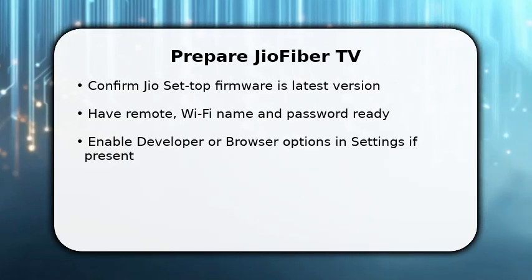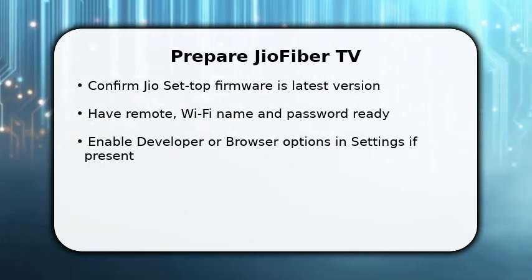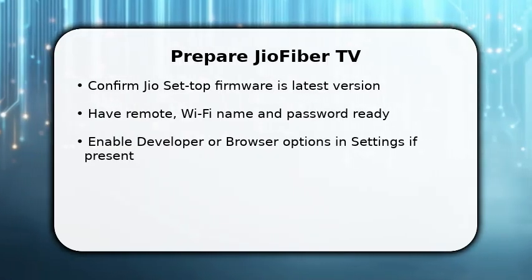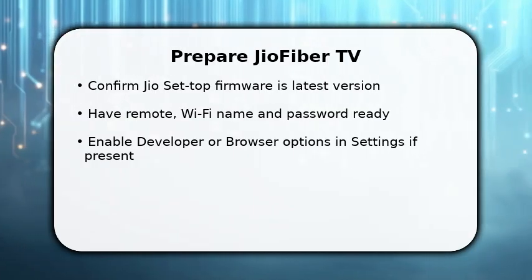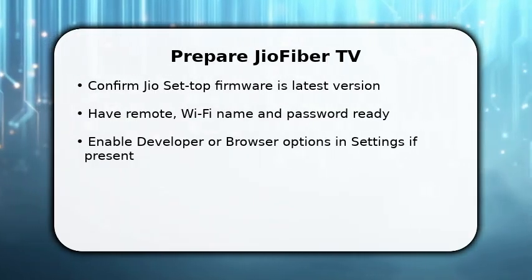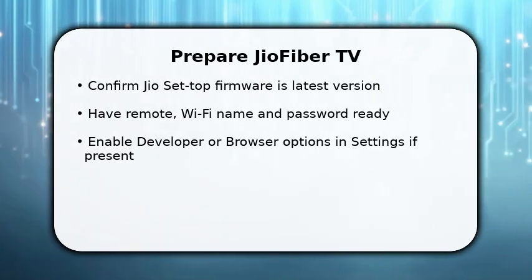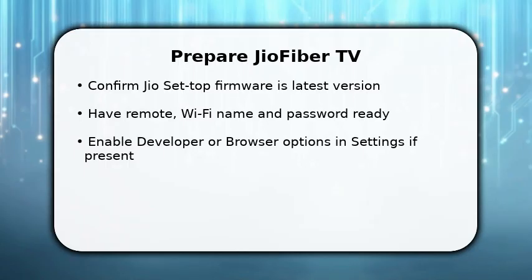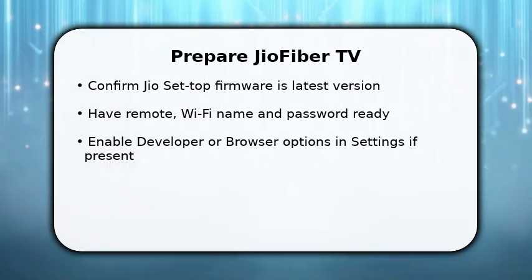You start by confirming basics. Check the set-top firmware and make sure the Jio Fiber box is online and paired to your Wi-Fi. Once done, open Settings and, if available, enable the browser or developer option to allow web access. You need the remote and network password at hand because you'll enter them on screen. This step ensures the TV has permissions and connectivity. Without it, a browser won't load Google, so don't skip the toggle and firmware check.